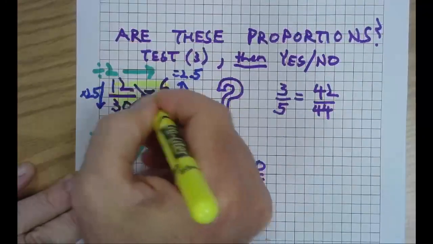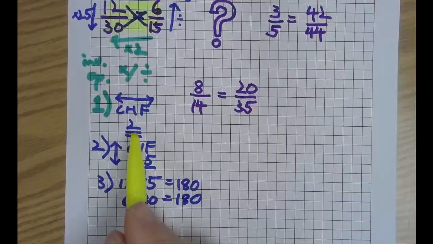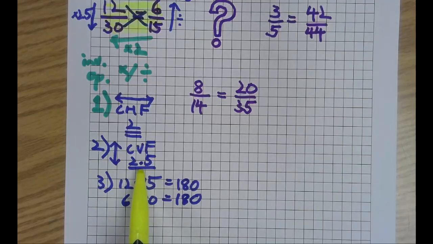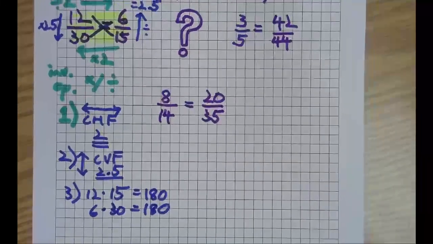We did all 3 tests. They all worked. Horizontal factor was 2. That's side to side. Vertical factor was 2.5. And the cross products tested out too.